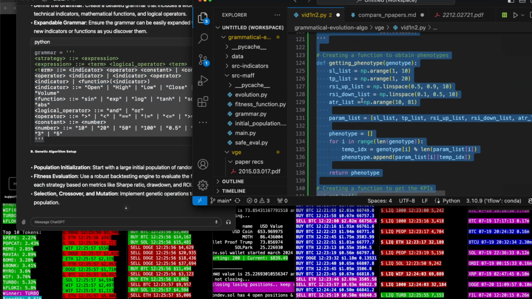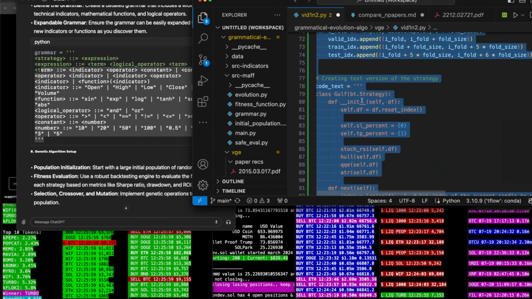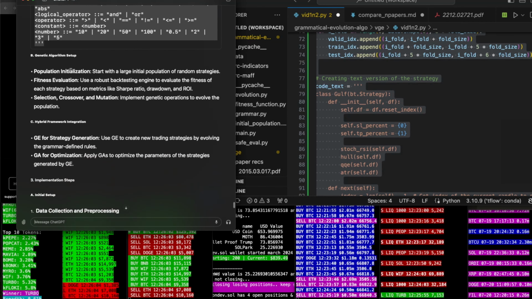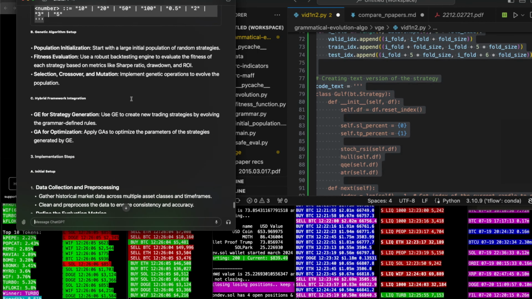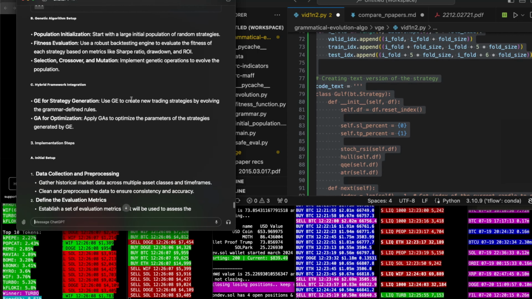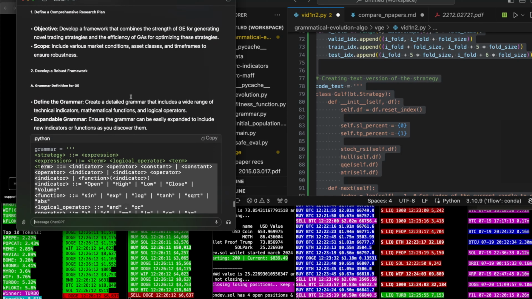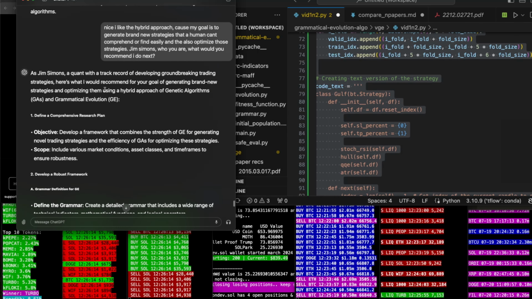What is this? This looks a lot like a grammar if you ask me. Genetic algorithm setup, initialization. Start with a large initial population of random strategies. Fitness evaluation. So I want to write this down because I think this is really good.